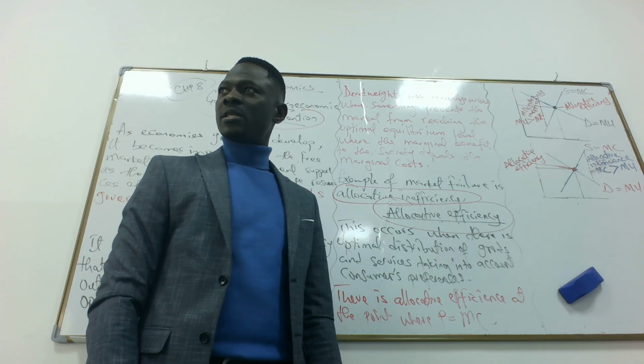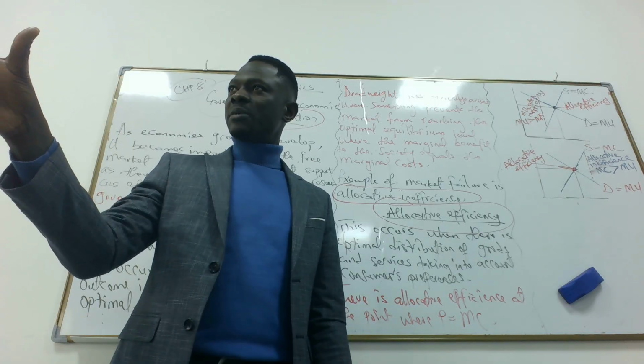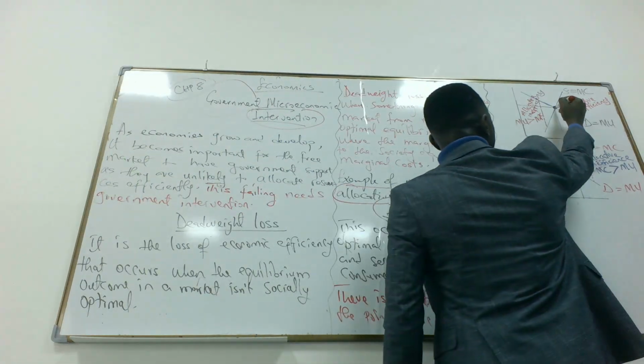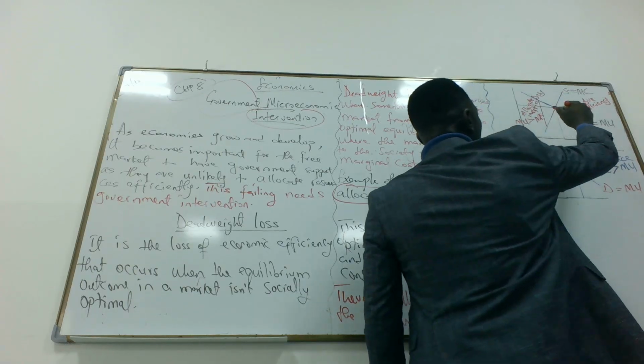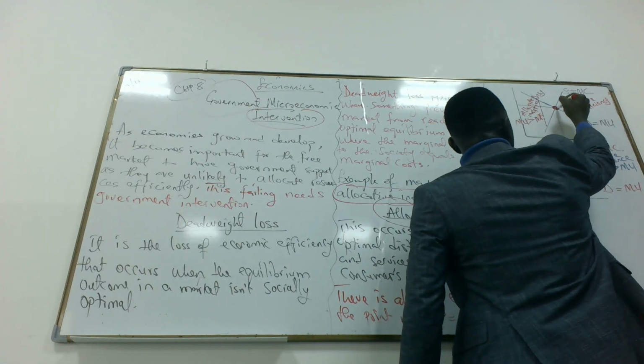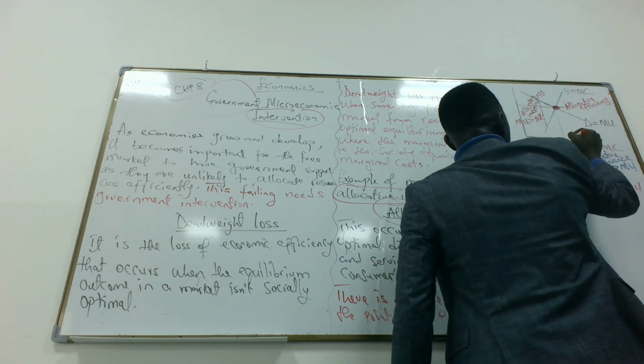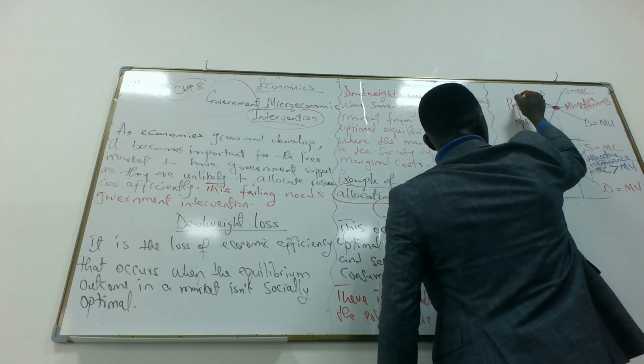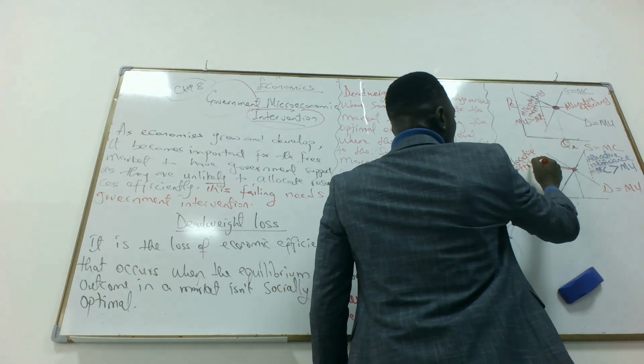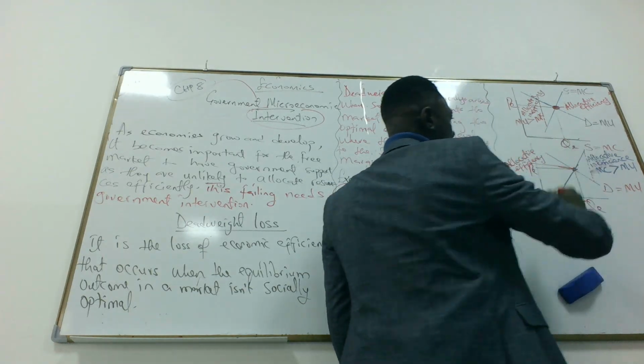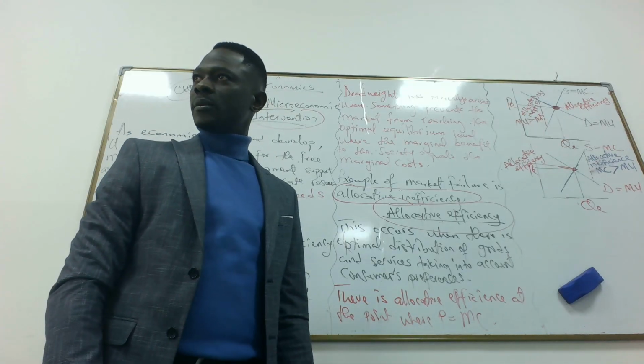Does it make sense or not? Yes. There's allocative efficiency because our marginal cost equals the marginal utility at this point. MU equals MC at this point. It means at this point, that's the optimal level. Does it make sense here?